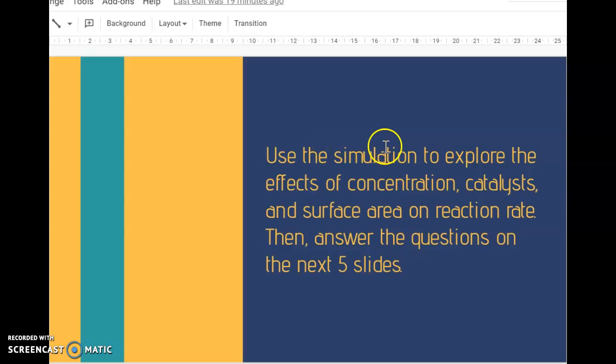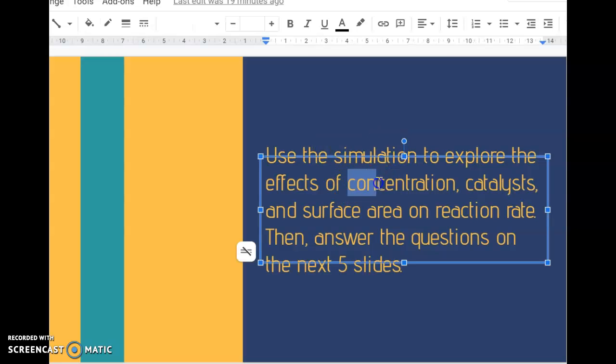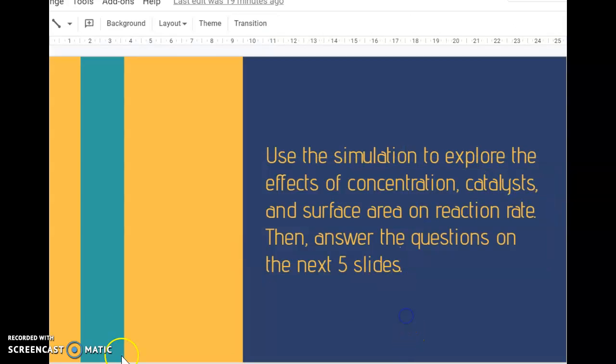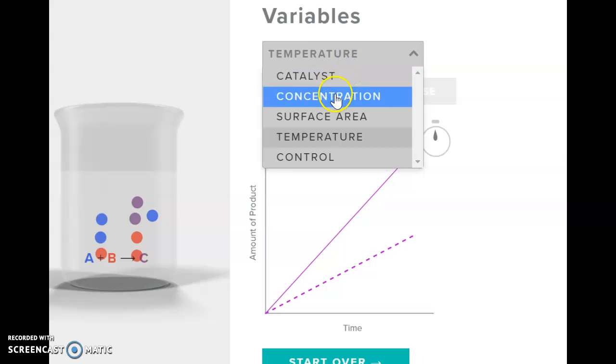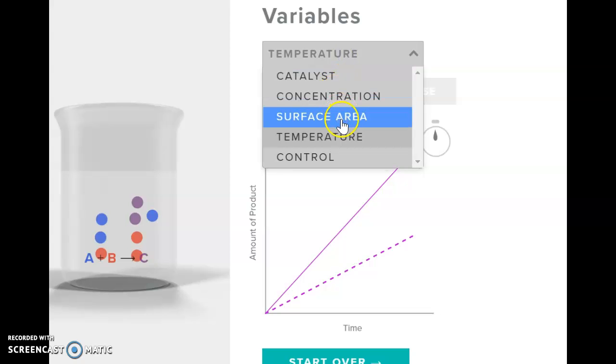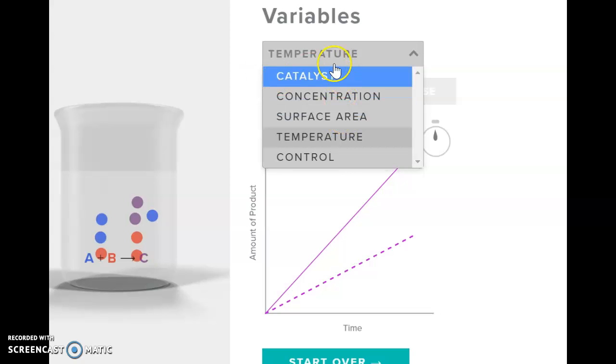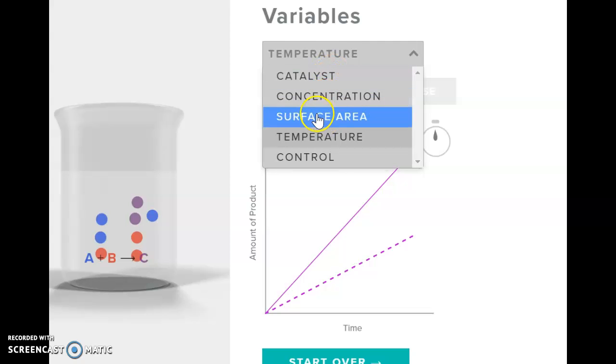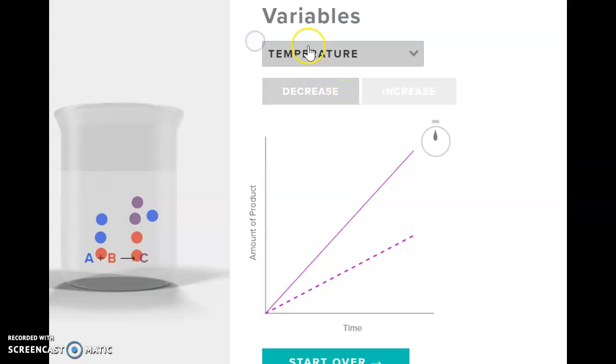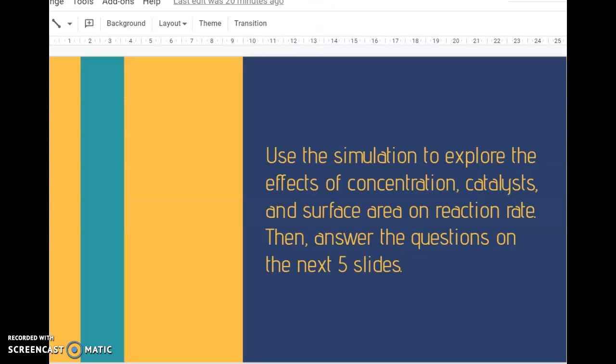On the next section, you're going to use the simulation to look further at concentration, catalyst, and surface area. And then you're going to answer the following questions. So under variables, we have concentration, surface area, catalyst. Those are the 3 we haven't done yet. So you'll still use this and just change the variables.